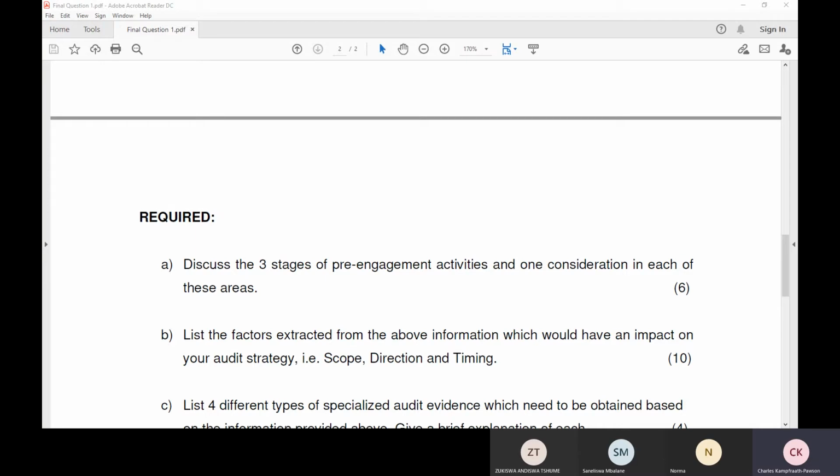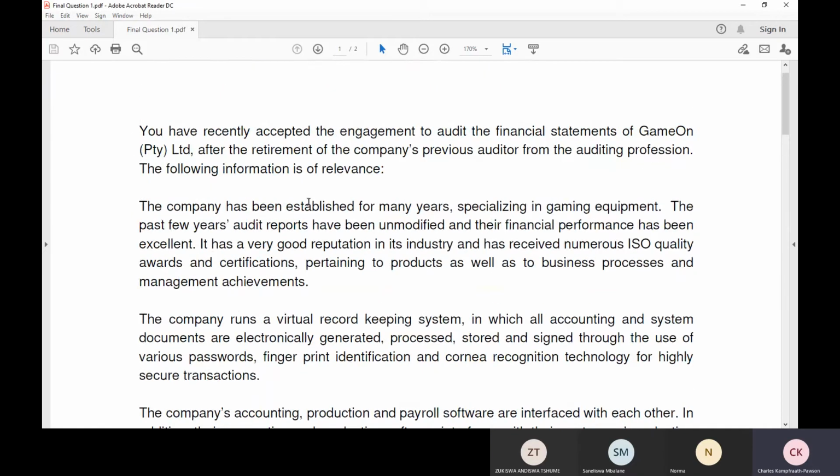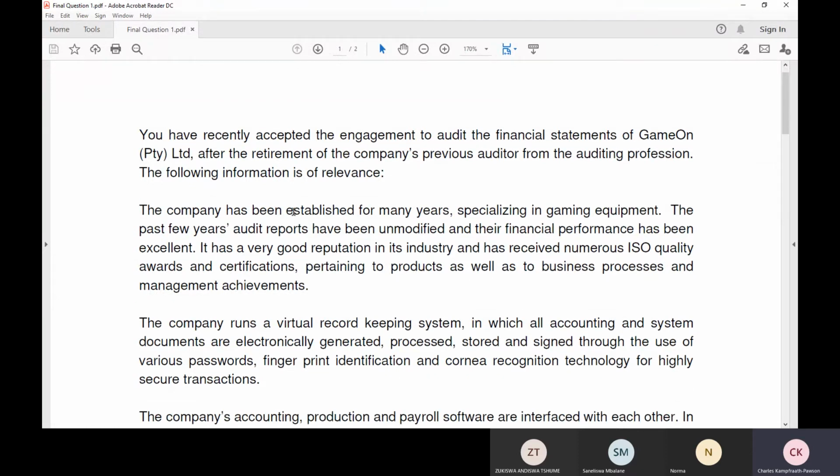Okay, so there are a few things that obviously we need to take into account. Like I said, one of the main things that we need to have a look at is a new client investigation. We are taking this client on for the first time, so there's quite a few things that we need to consider. And in this information, we are given those things that we can consider.